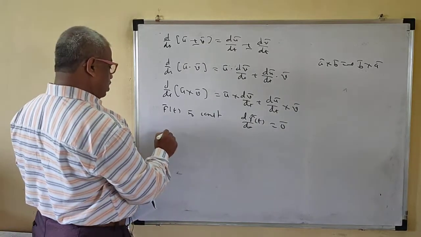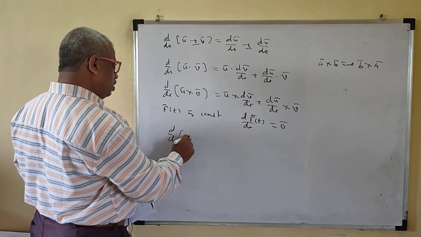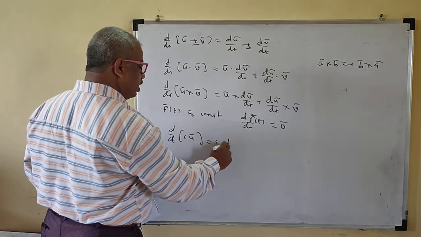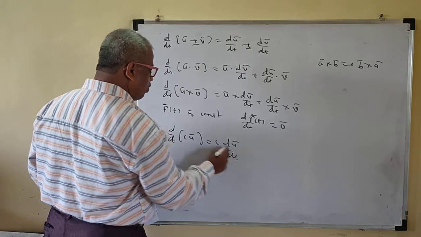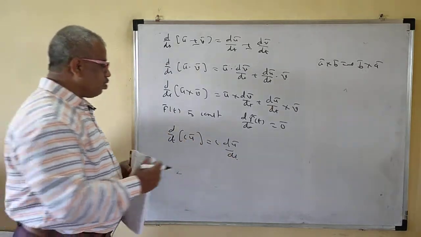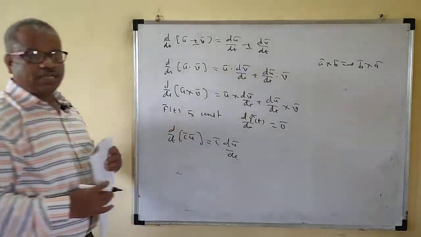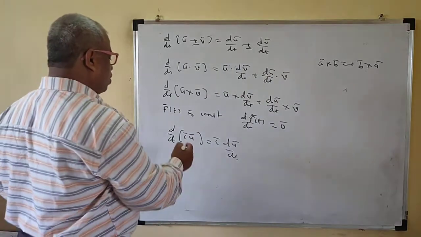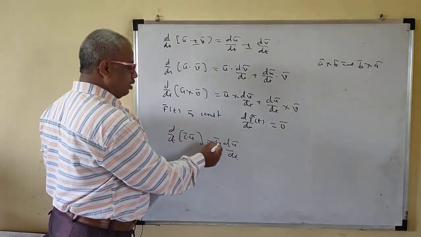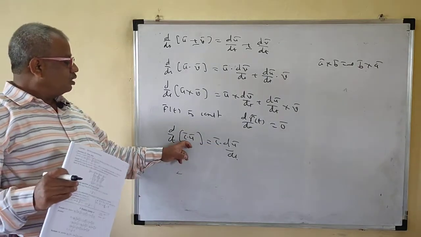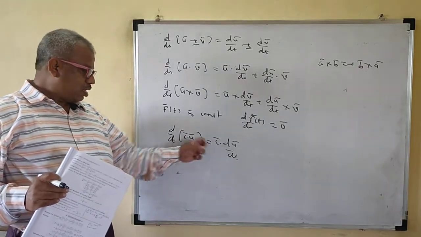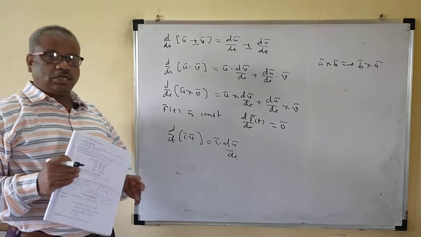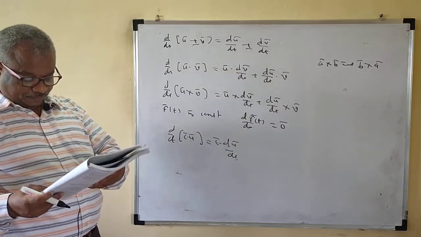So d by dt of c u bar is c into du bar by dt. You can take the constant outside. If it is a constant vector, then also you can take it outside, but for the constant vector there should be the dot. So c bar dot u bar, then the derivative is c bar dot du bar by dt.